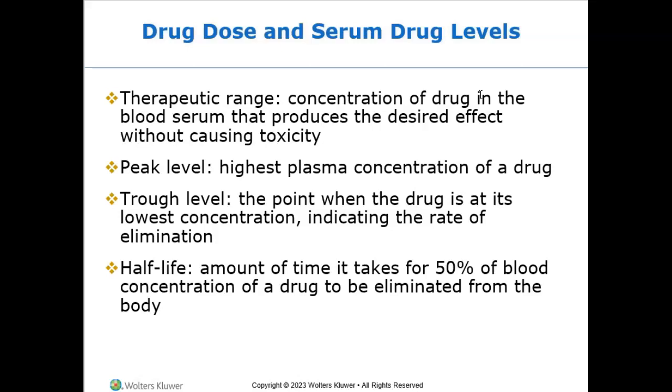So we need to know that it's in the therapeutic range, meaning it's a number that's high enough to see the outcomes we're hoping for with our patient, but not so high it's causing toxicity and not so low that it's not working. So our peak level is the highest level while it's working, and the trough is the lowest point of concentration. And then half-life is kind of a hard thing to get.